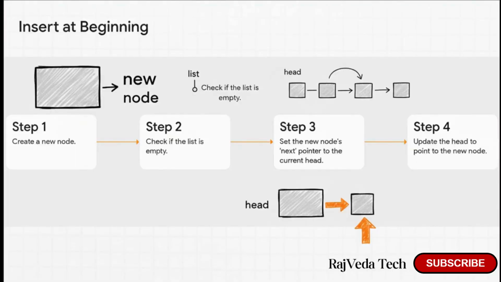The algorithm for this is super straightforward. First, you create your new node. Then, a quick check. Is the list totally empty? If so, great, this new node is the list. But if it's not empty, it's just two simple but crucial moves. First, you make the new node's next pointer aim at the current head. Then, you update the main head pointer to aim at your new node instead.